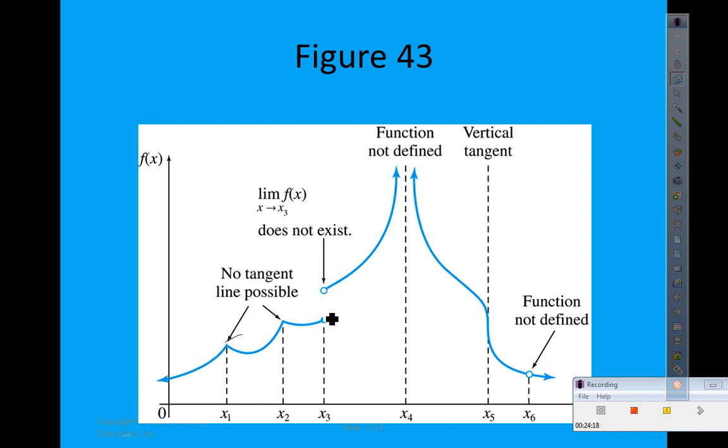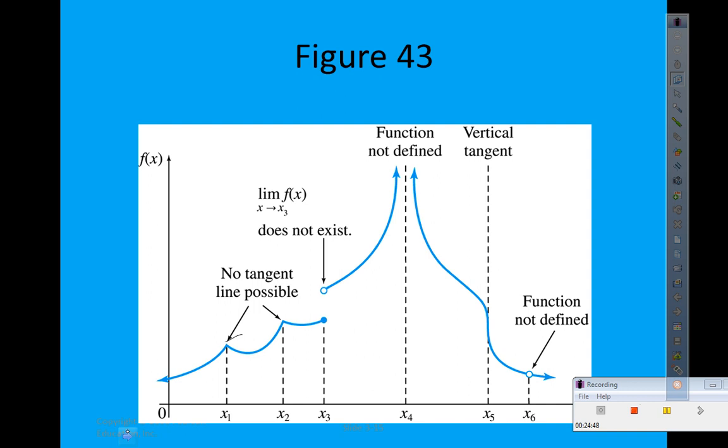There's no derivative here because there's a jump. The limit isn't defined as I approach that 3 value. There's no derivative here because of that vertical asymptote. And there's no derivative here because of that vertical line that could be drawn. And there's no derivative there because of the hole. So I've got a few problems on there.